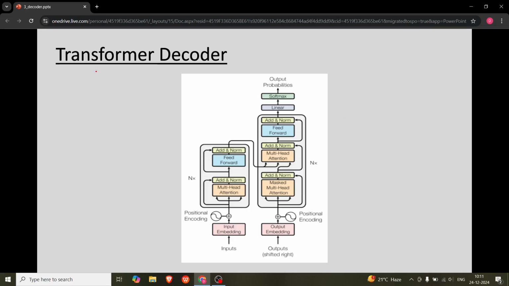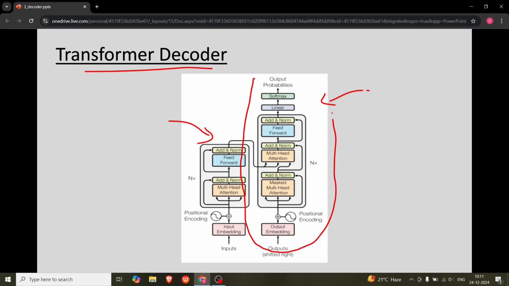Hello everyone, so in this video we will be completing our transformer theory series by understanding the transformer decoder. This is the entire transformer architecture, and in the last video we have seen the encoder part. In this video we are going to see this part, which is the decoder part. So let's get started.